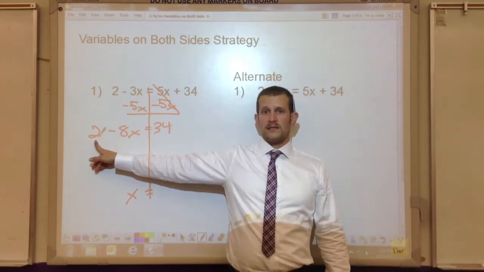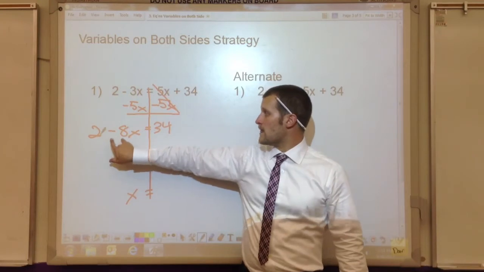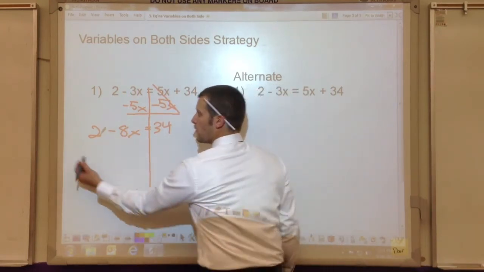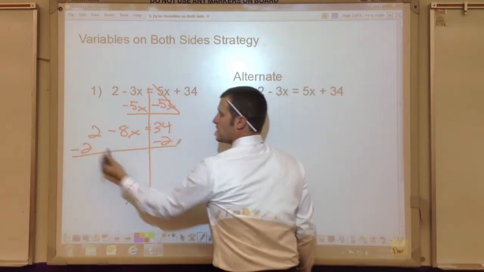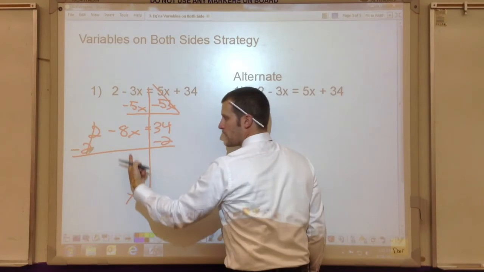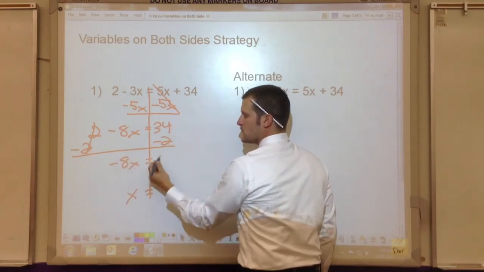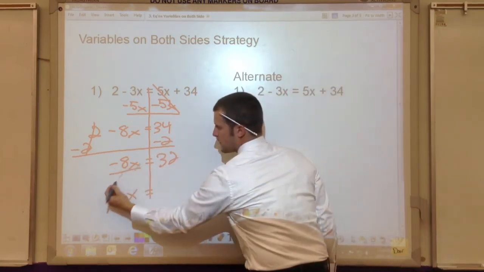This is where a lot of students get caught up. The question is it a positive 2 or a negative 2? The 8 is negative, the 2 is positive. So I want to subtract 2 from both sides. These cancel, bring down my negative 8x. 34 minus 2 is 32. And then I have to divide by negative 8.